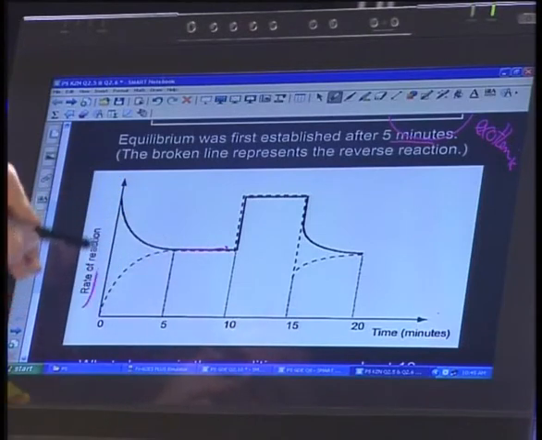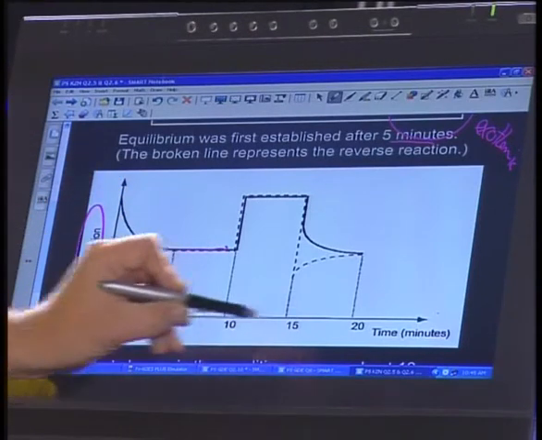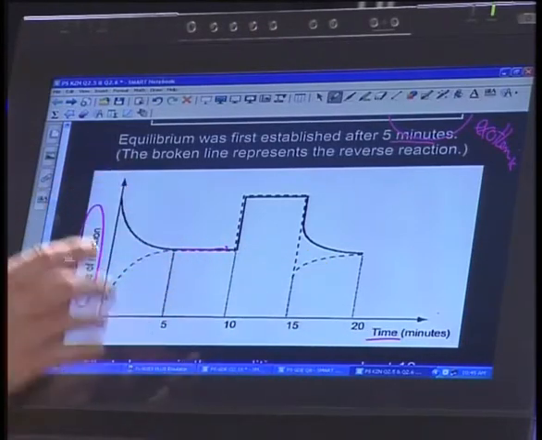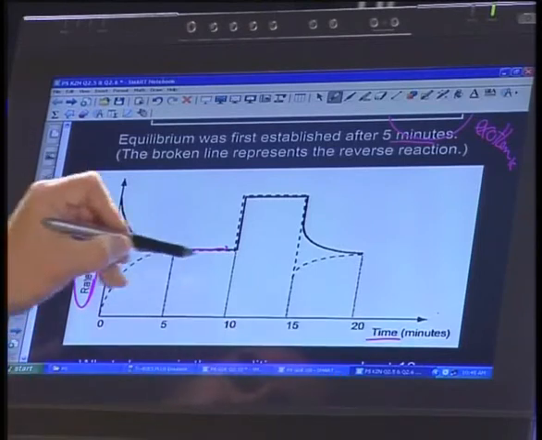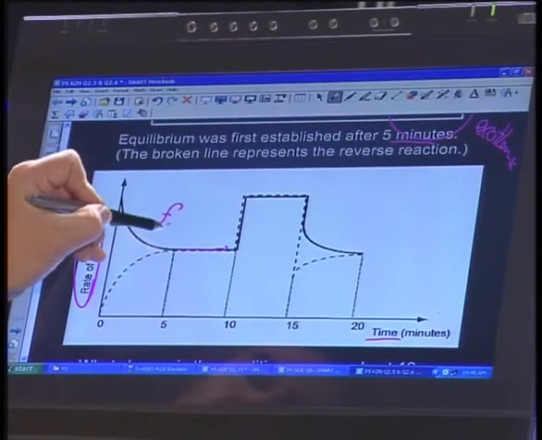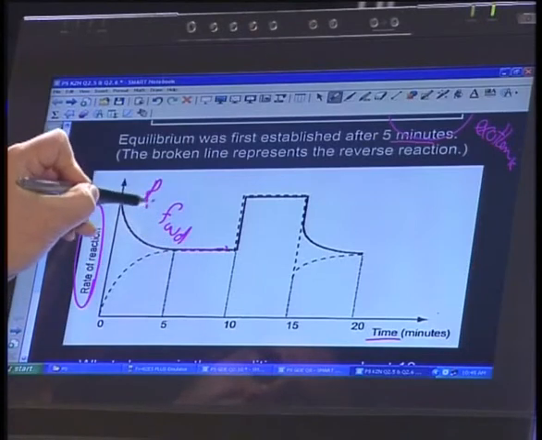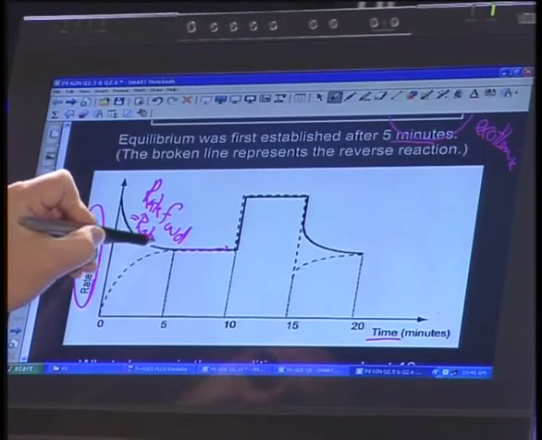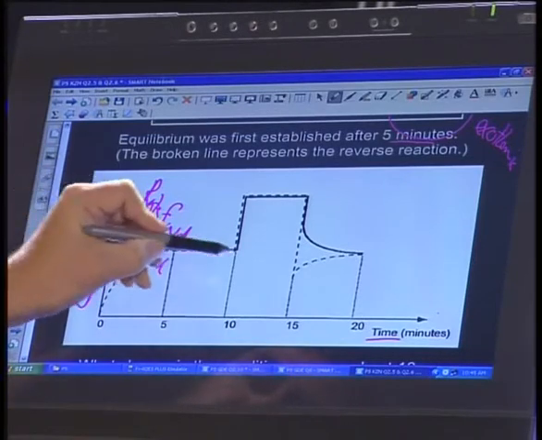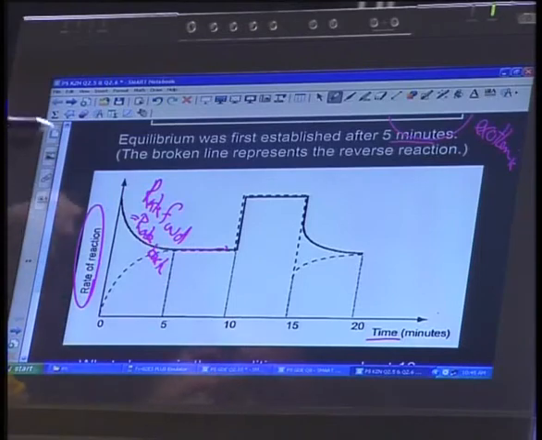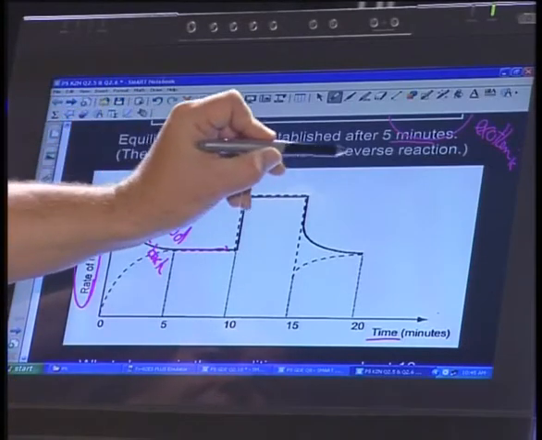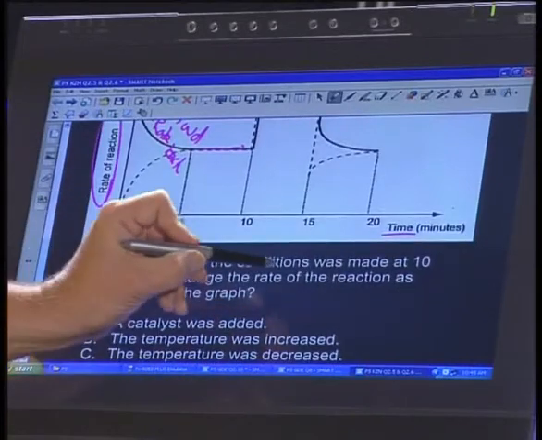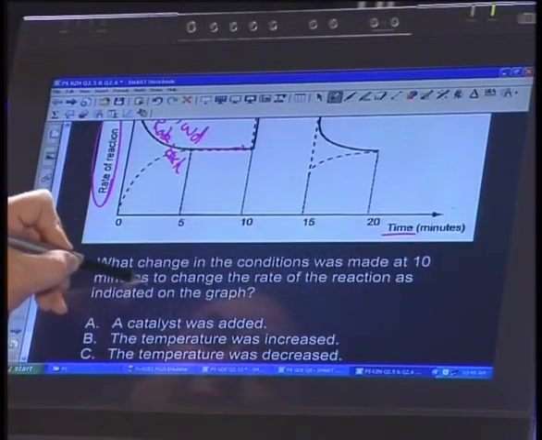Notice that this is a rate of reaction versus time. So it's a really important graph to take note of. Rate of reaction versus time. The rate of the forward reaction equals the rate of the back or reverse reaction. Okay, and we can see that. Now, what it then says to us, the broken line represents the reverse reaction or the back reaction. What's the question? What change in the conditions were made at 10 minutes?